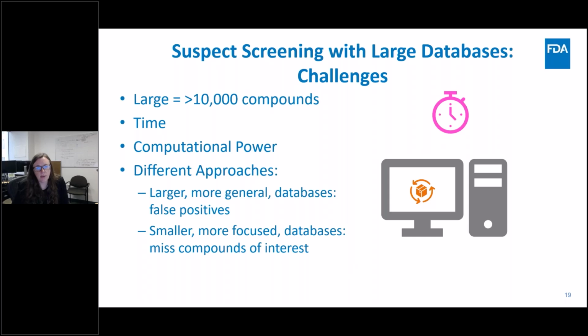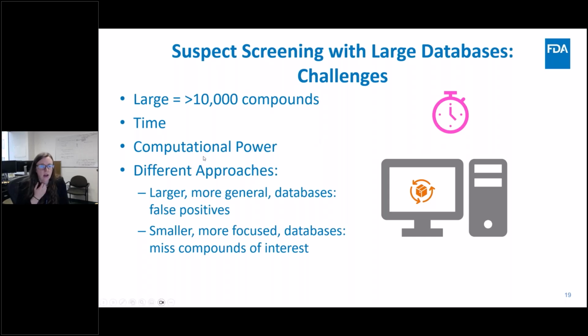Another thing I wanted to talk about is our ability to do suspect screening with large databases. And so some of the challenges associated here are that we're talking about a lot of compounds. So by large, I mean greater than 10,000 compounds. And so this requires a significant amount of computational power and time. And so people have taken a couple of different approaches to address these challenges.